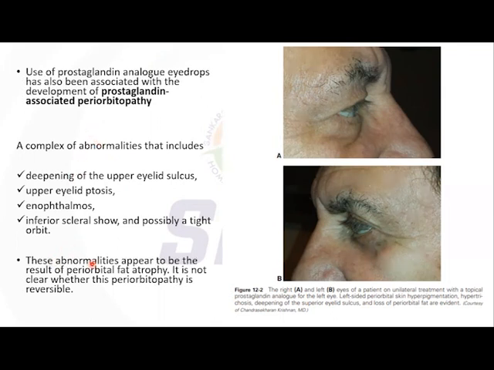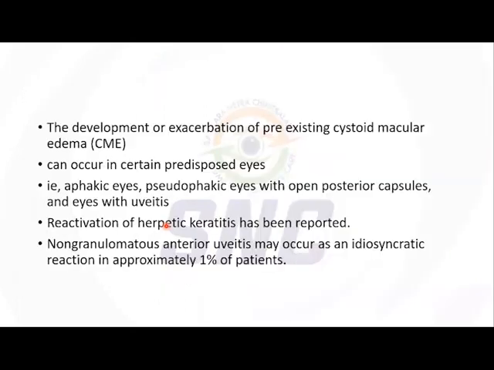These abnormalities appear to be the result of periorbital fat atrophy. It is not clear whether the periorbitopathy is reversible or not after stopping the drug. The development or exacerbation of pre-existing cystoid macular edema can occur in certain predisposed eyes.